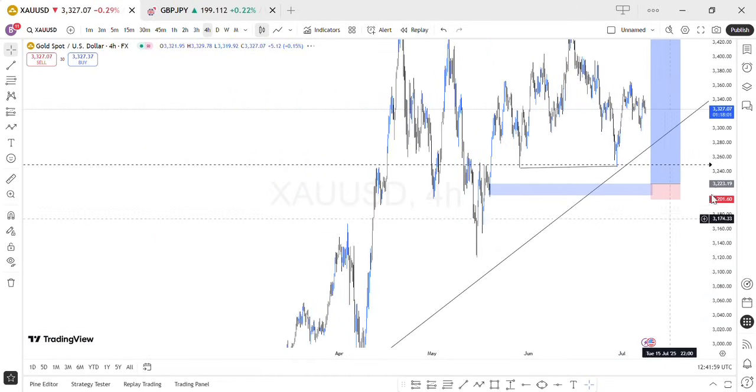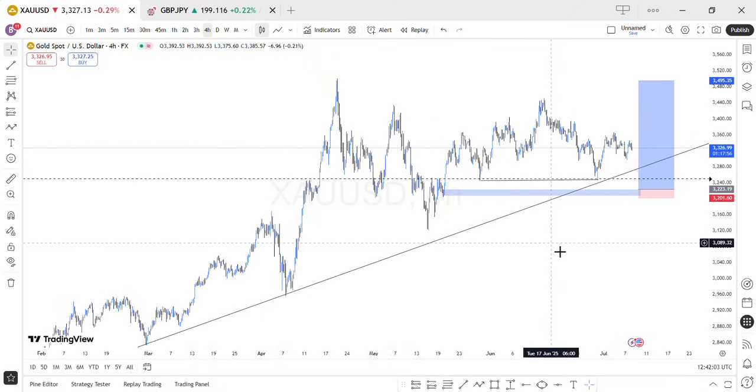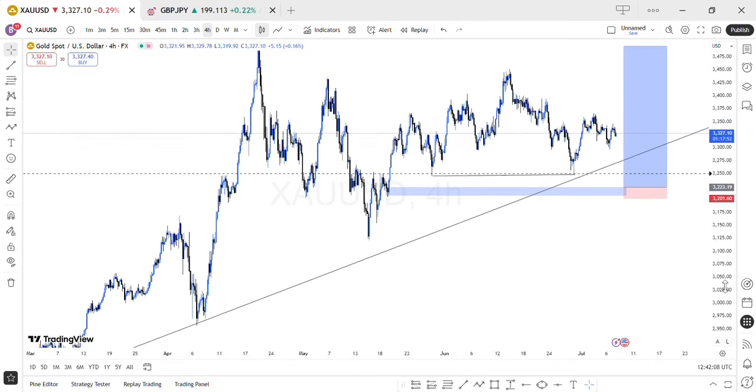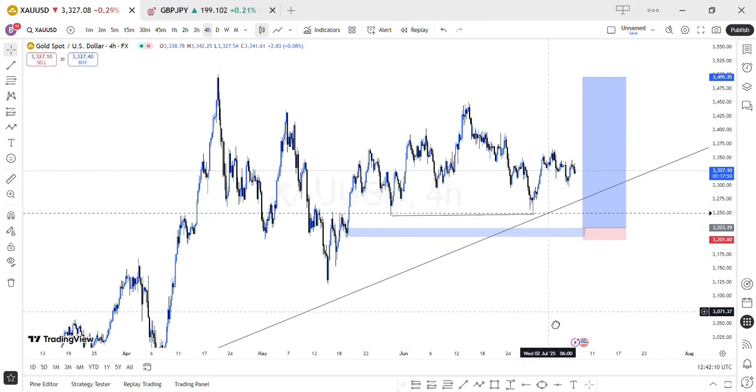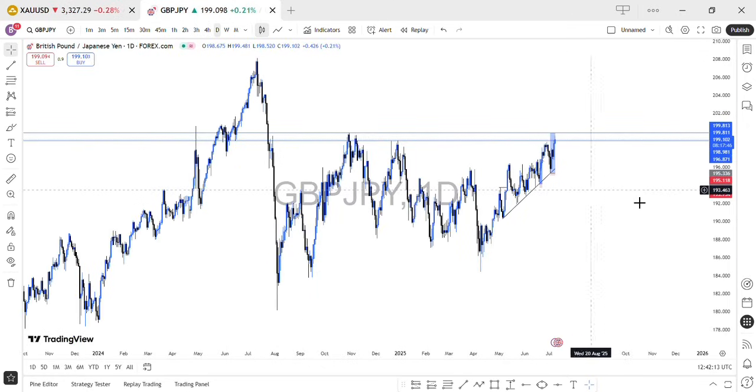But what am I saying? This is what I'm saying over here. This is the 4 hours time frame, so you cannot come and be taking a trade on the 4 hours. You look for confirmation in a lower time frame. But this is a pure direction for me. You understand? So now let me check GBP.